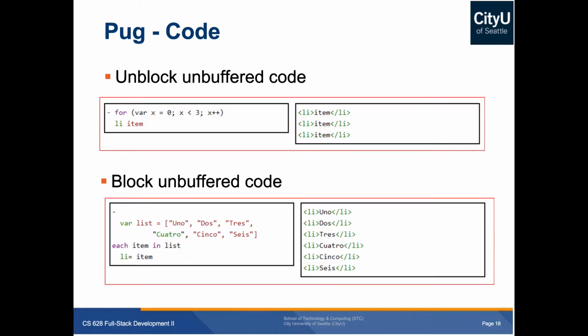The block unbuffered code would show like this. You have a variable, and you assigned a list with a list of strings. And you now have used an iterator with the each keyword, item in list. What it does is it would assign the item with the corresponding value in each iteration. It can be uno, and then dos, tres, cuatro, cinco, seis.